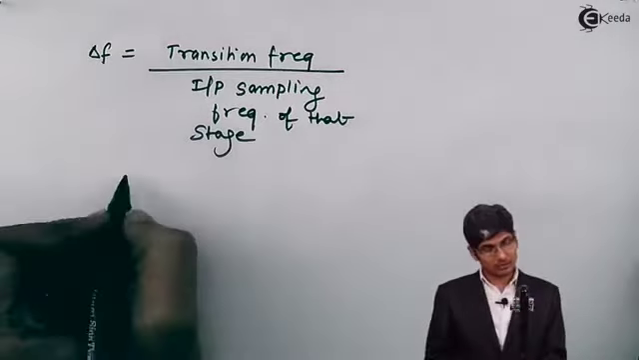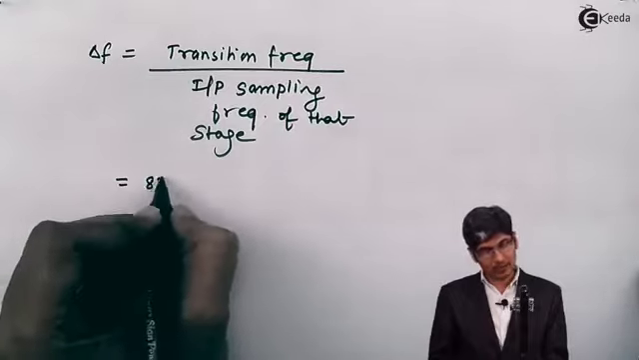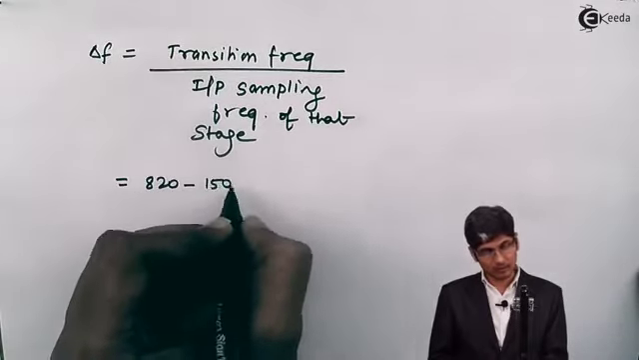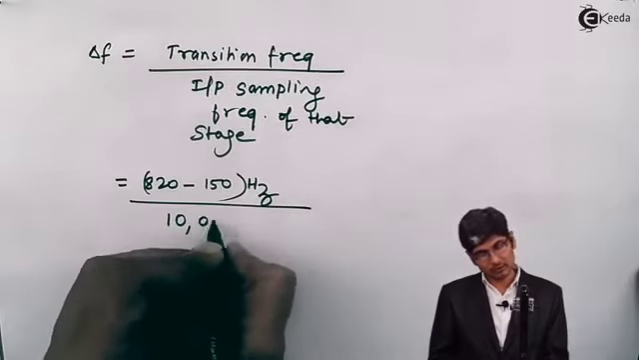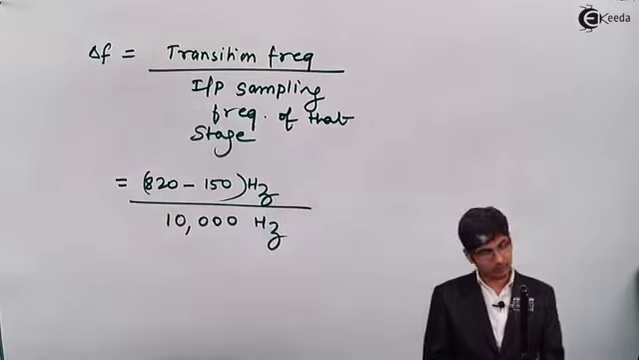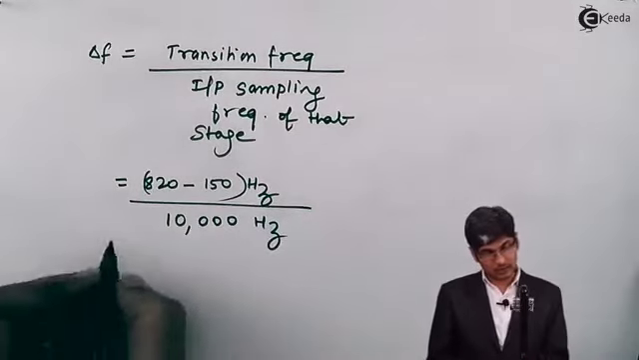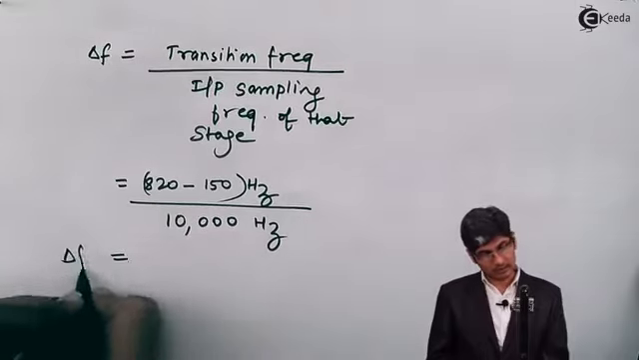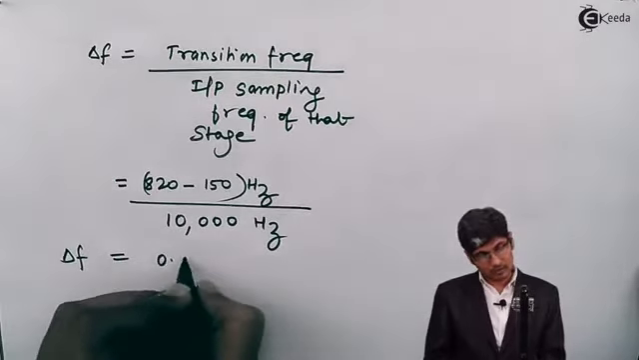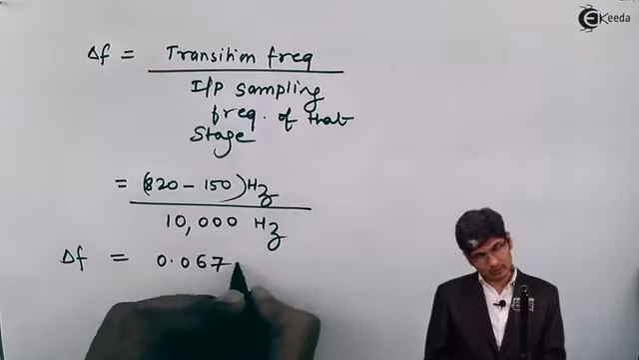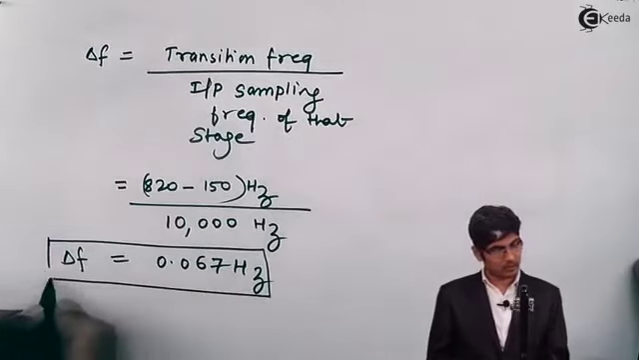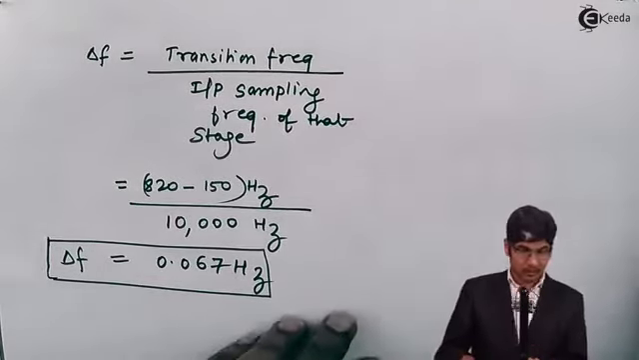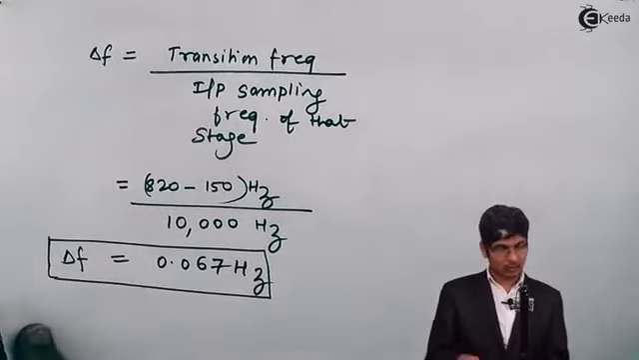So the transition width over here is 820 minus 150 hertz, divided by the input sampling frequency for this stage, which is 10,000 hertz. That gives delta F equal to 0.067. This is my delta F. Fine. Now I know delta F, I know all the parameters. Let us go and find the order.